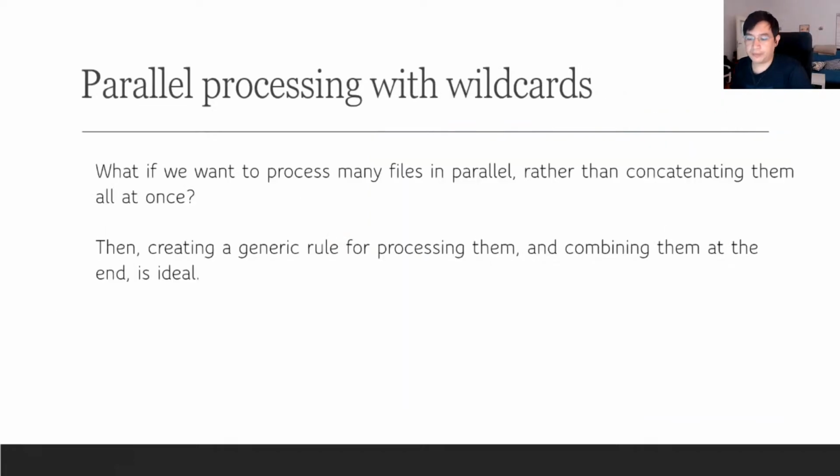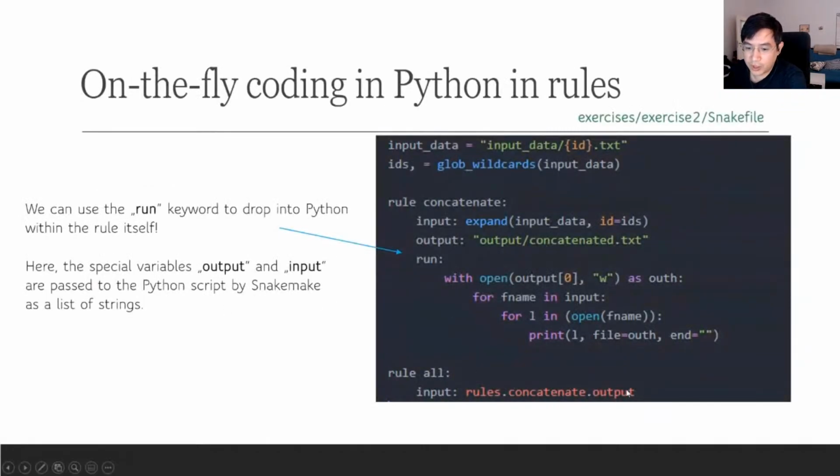So in these two examples, we have now created one file, this concatenated file, from all of our input data, in this case, file1.txt and file2.txt. But what if, instead of combining them, we want to run two jobs in parallel? And this is often the case. Let's say we have 100 samples and we want to run some RNA-seq pipeline on them, then we want to run the same set of commands on all of them in parallel.